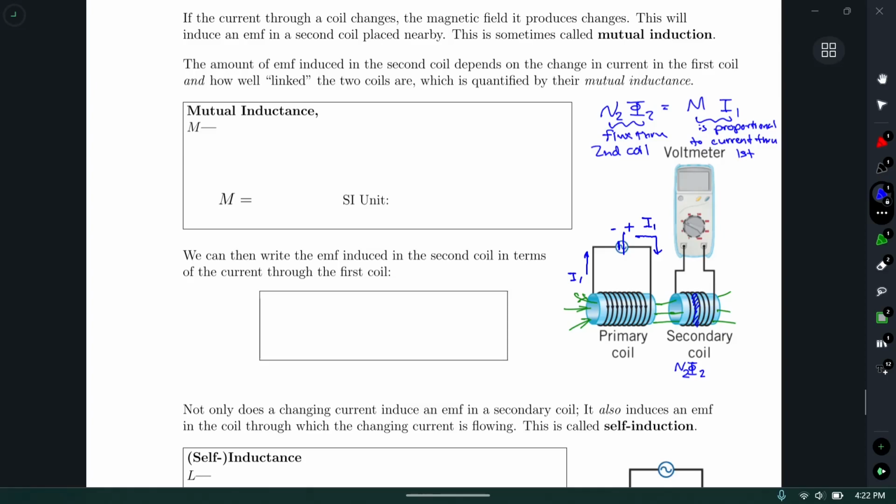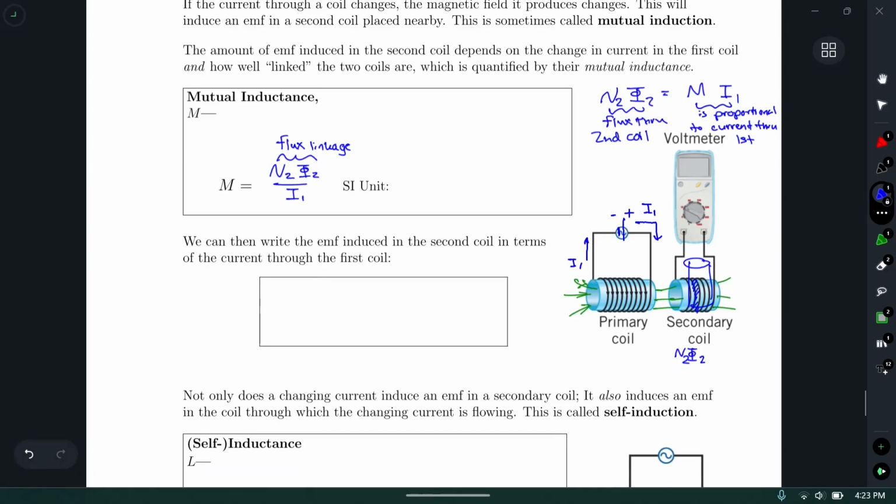If I solve that for M, I get a way to measure it. What I do is I see how much flux I get through the second coil, and then compare it, divide by the amount of current I'm putting into the first coil. We call this stuff in the numerator the flux linkage because it's an indication of how well linked our two coils are. If I had put my secondary coil perpendicular like this, I'd get much less flux, and that would reflect in the flux linkage. And so we would have a lower mutual inductance.